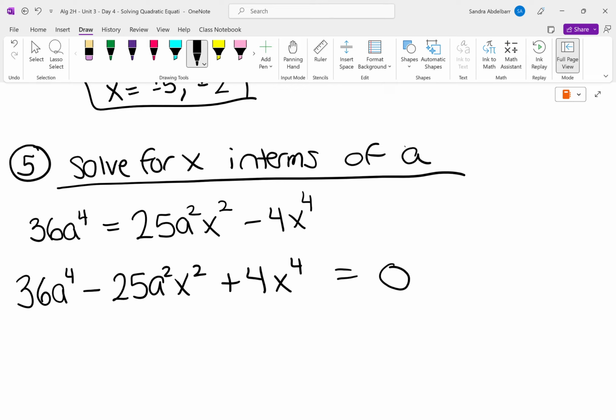Is there a GCF here? No. So we need to factor this. Go ahead and try to factor this down to just one set of parentheses. Don't go all the way down. Go to just one set of parentheses.